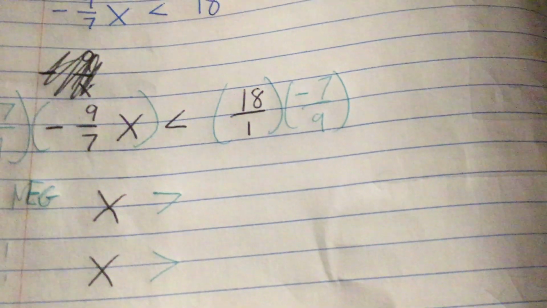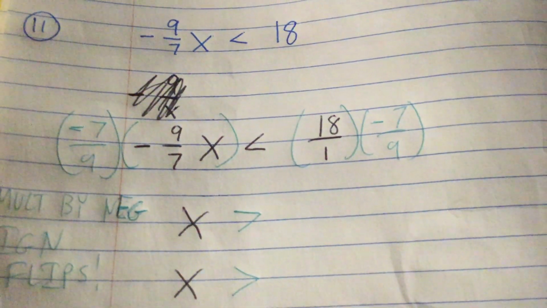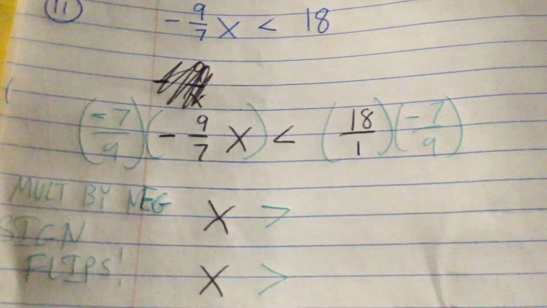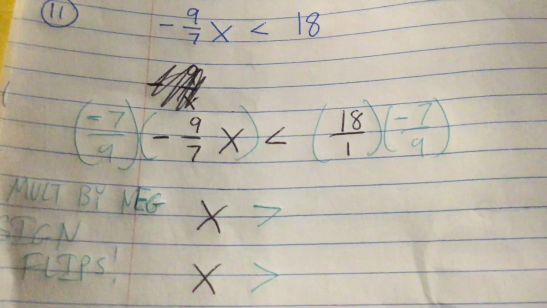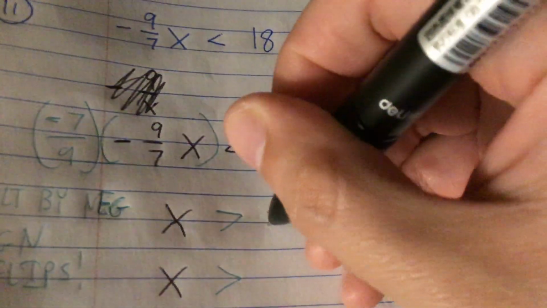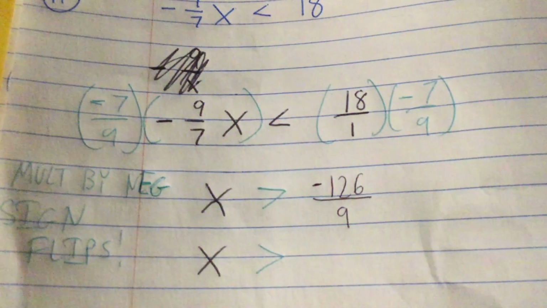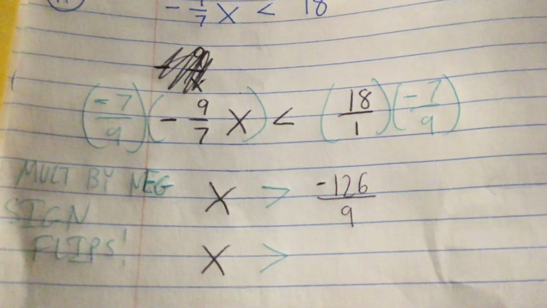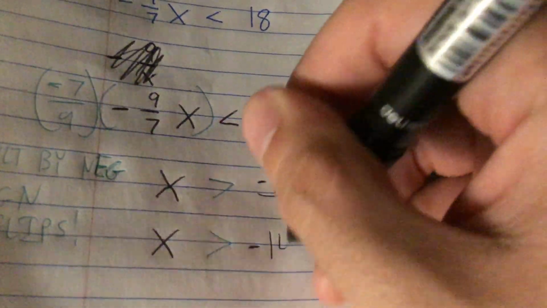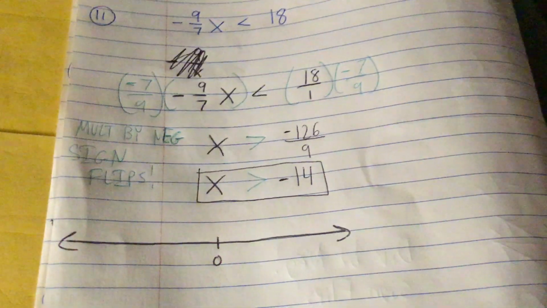Here we go. Now I'm going to multiply 18 times negative 7. Let me get my calculator out because I'm not very good at 18 times 7. Okay, 18 times negative 7 would be negative 126 over 1 times 9, which is 9. And then I divide by 9, and that would be negative 14. So x is greater than negative 14 is the solution set for this problem.